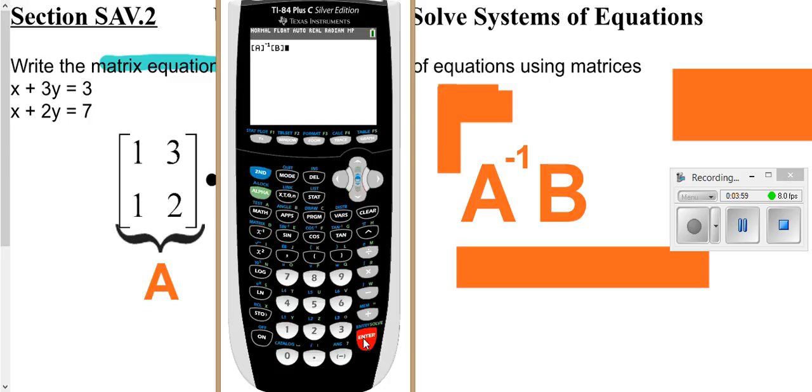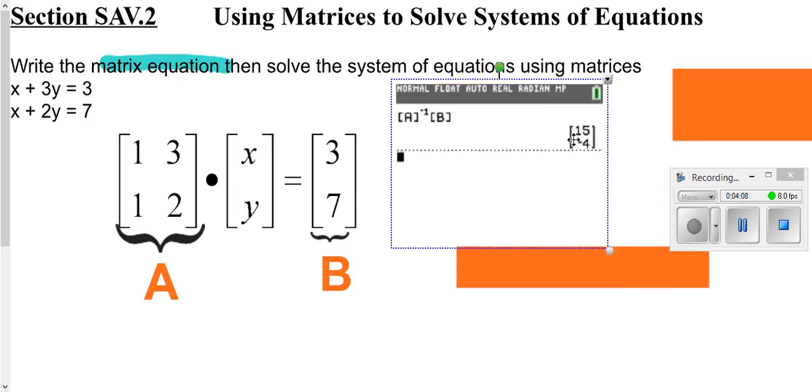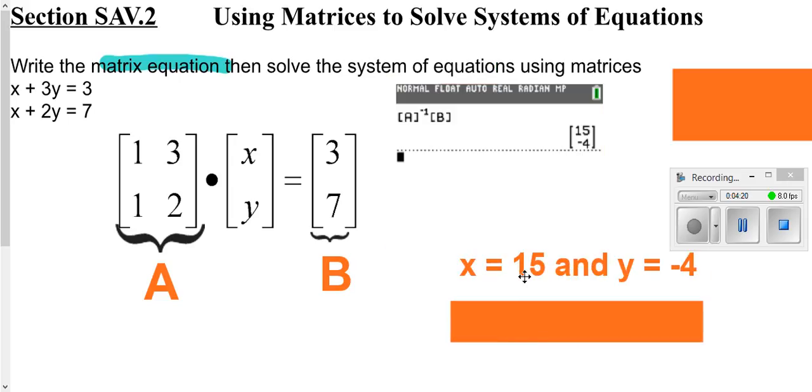Now I'm going to hit enter, and I get 15 and -4. Now notice x is what's on top, y is on the bottom because that was our variables in that order. So my answer would be the point 15 comma -4. So these 2 lines, if we cross them, would cross at the point of 15 to the right and down 4.